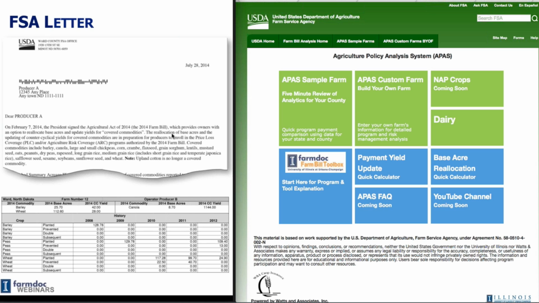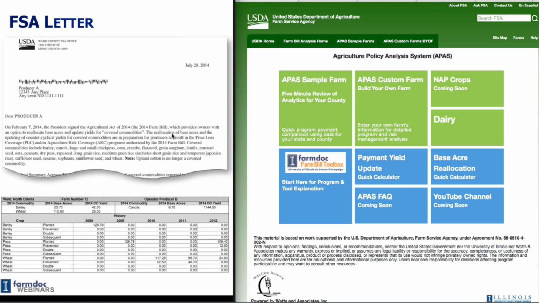At the top here is what that letter looked like. This is an FSA letter, a Ward County example, "Dear Producer," and you can see the wording of the letter. It was dated July 28th. It's likely that you received it not on July 28th, but sometime in August. At the bottom of the screen is a data sheet, or data example, and you should have gotten one of these for each one of your FSA farms.